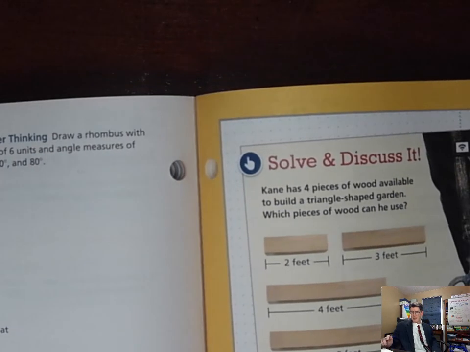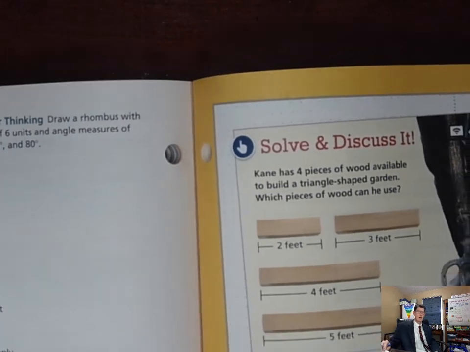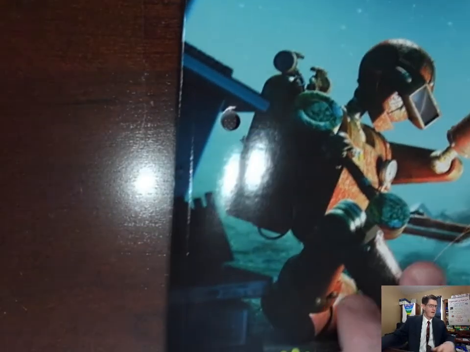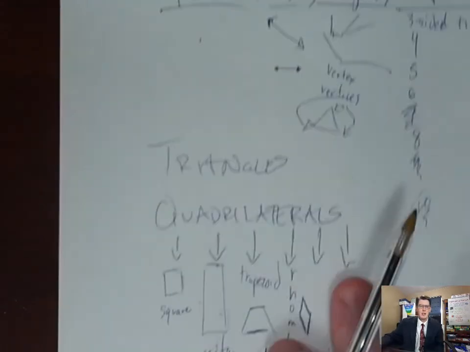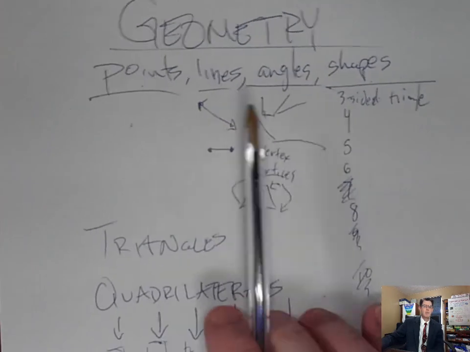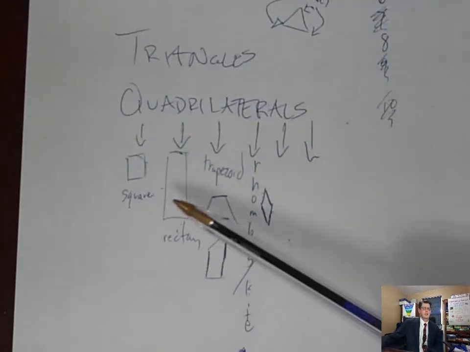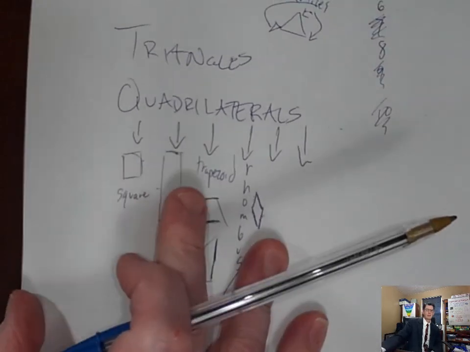This last page, 15, 16, 17, part B. The whole point is that you're able to understand and see. Let's see, where have I got it? Make sure you understand you're just studying points, lines, angles, and shapes with this geometry. Here's the four-sided shapes.